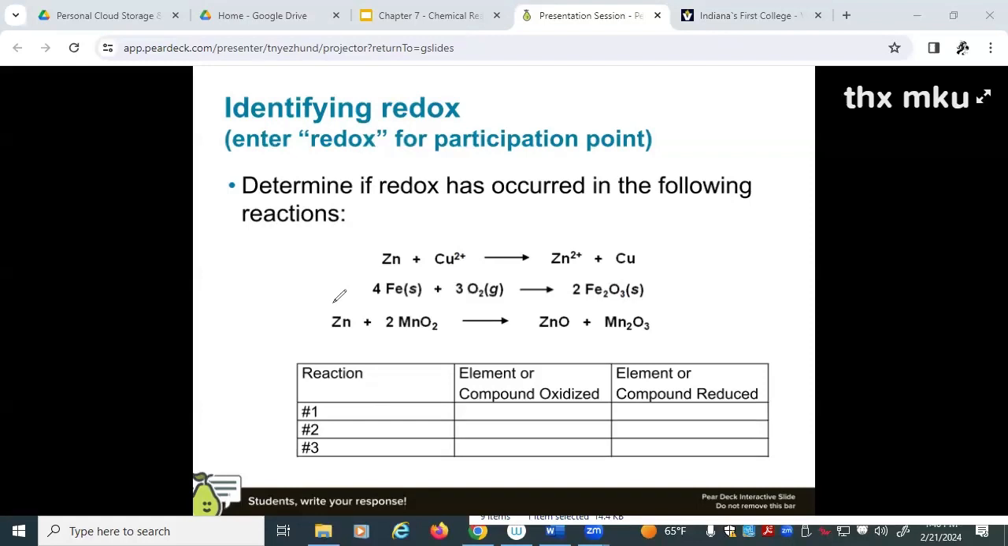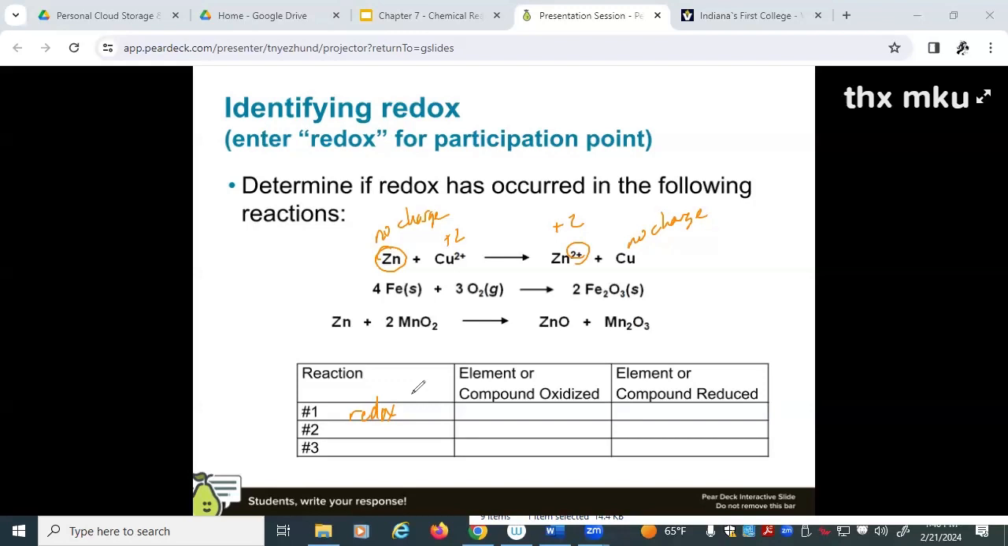Yeah. I go from zinc. Zinc has no charge here. The zinc has a +2 charge. Copper has a +2 charge here. It has no charge here. So I can clearly see that the charges are changing. So is it redox? Absolutely. This is a redox reaction.